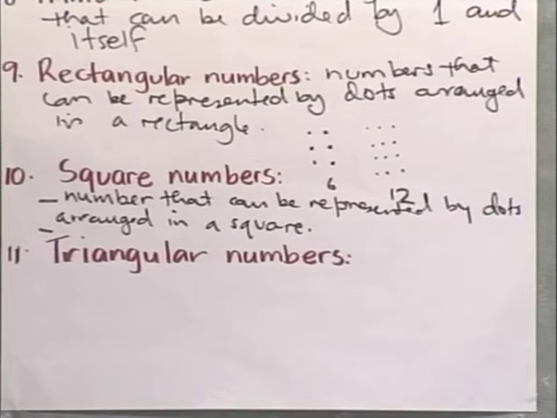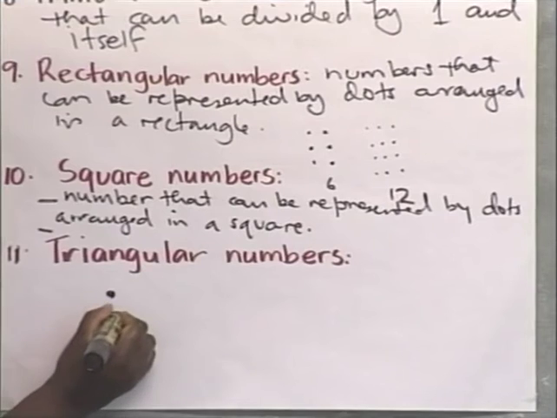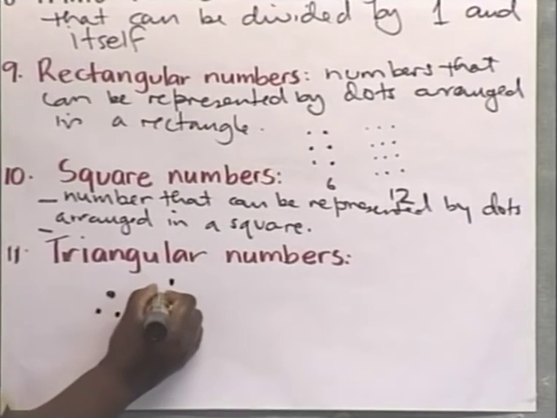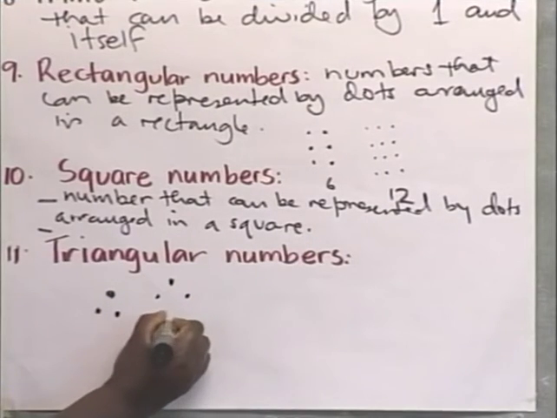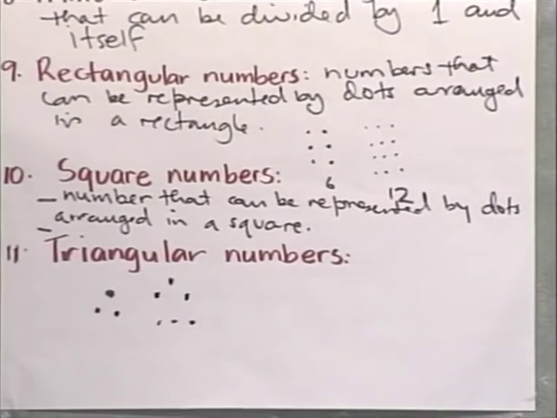Number 11, triangular numbers would be numbers that can be represented by dots arranged in a triangle. For instance, 3, then 6. What's the next one? 10.